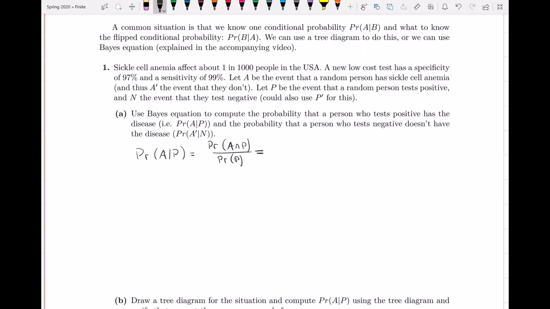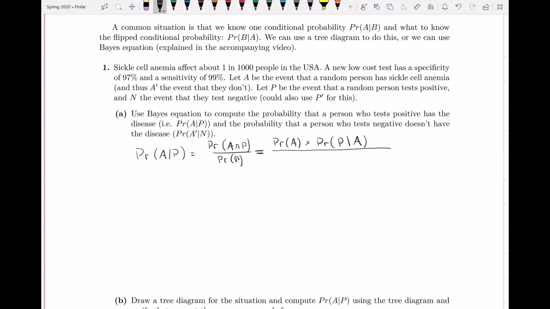And using Bayes' equation, which is essentially what falls out of the tree diagram, the probability of A and P we write as the probability of A times the probability of P given A. Now just one tip, how you know you're sort of on the right track, is that the conditional probability you get in the numerator, the probability of P given A, should be the flip of the one that you're trying to compute. We're trying to compute A given P, and what shows up in our equation is P given A. So that's good.